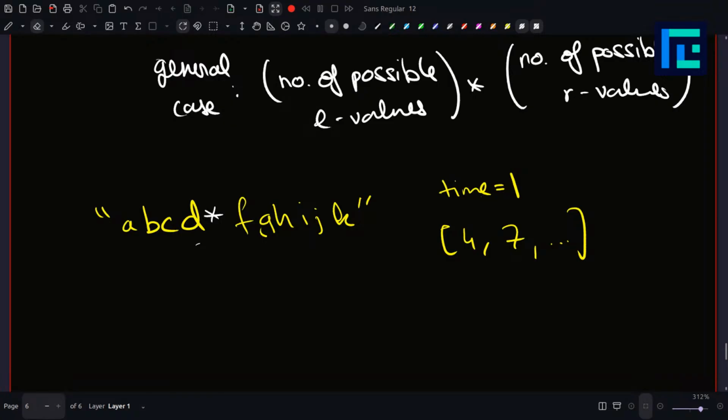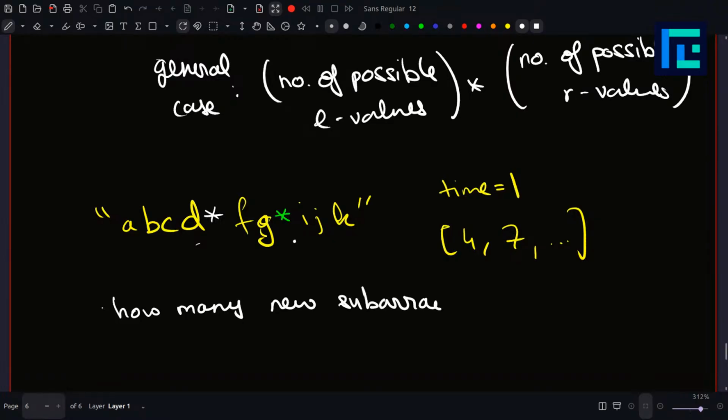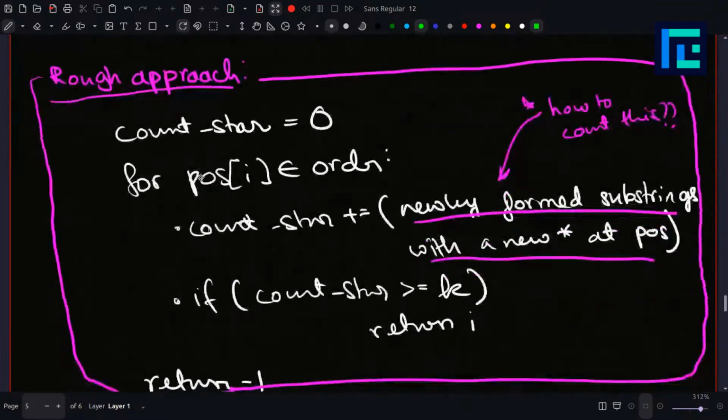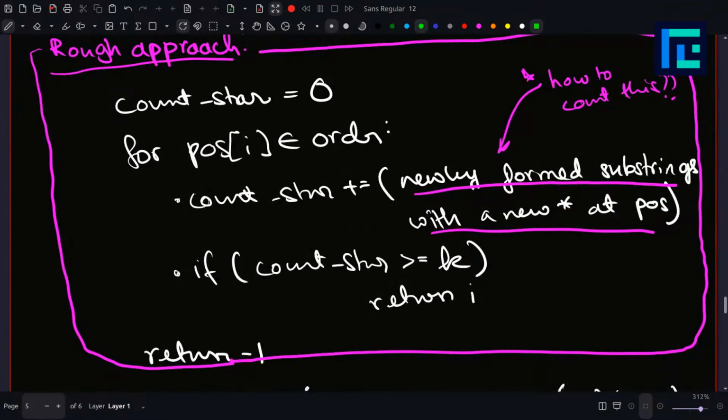Okay, H gets converted. I'll mark it. So here I'm marking it, right? Now, how many are the new subarrays with the green star? We basically need to know that, so we can add it to our sum. As you can remember, the basic procedure we wrote here is that we're going to go through each of the elements, and we're going to add the newly formed substrings with the star, right? So that's what we're doing here.